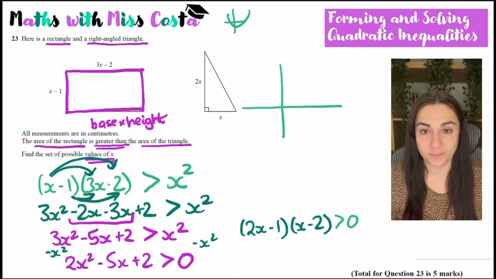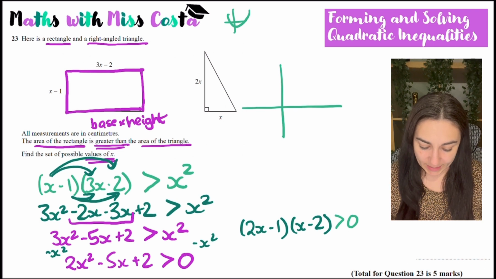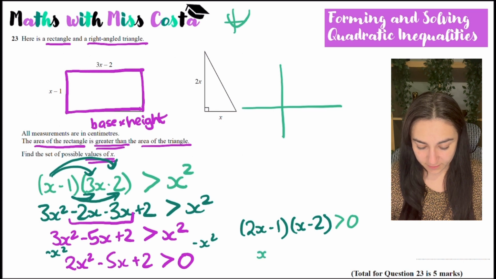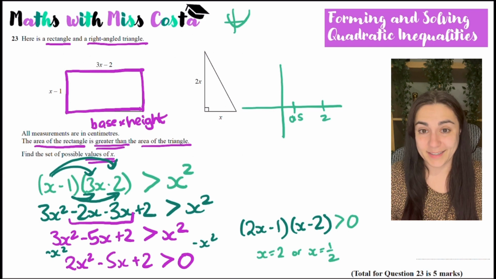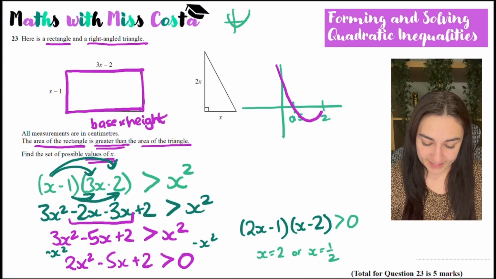something like this, okay? A quadratic graph. Now, what would the values for x be? Well, like I said, if I solved it, I know that the value for x would be 2 or x would be a half. So I know that at 0.5 and 2, that is where my graph is going to cross the x-axis. So this is what my quadratic is going to look like.